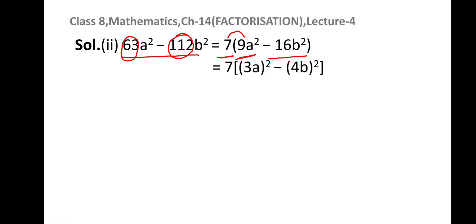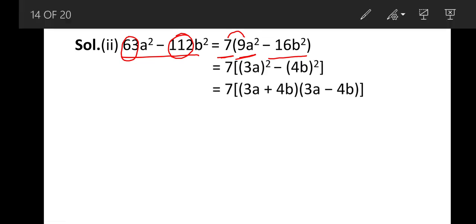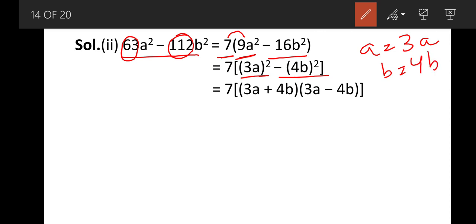So this will be the identity. Now here, 9a square can be written as (3a) square, and 16b square can be written as (4b) square. So your a is 3a, b is 4b. If you are getting confused with this a and b, you can write x and y also. In terms of x and y, you can write the identity: x square minus y square, that is x plus y into x minus y.